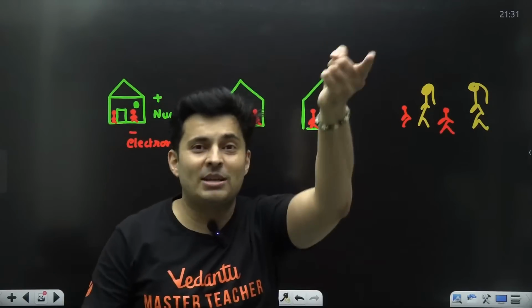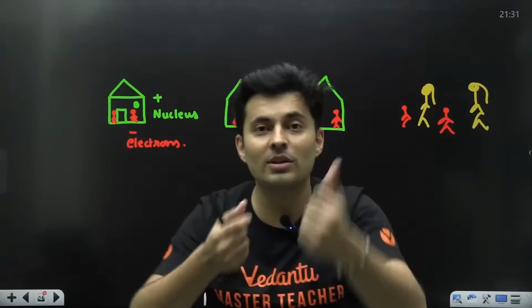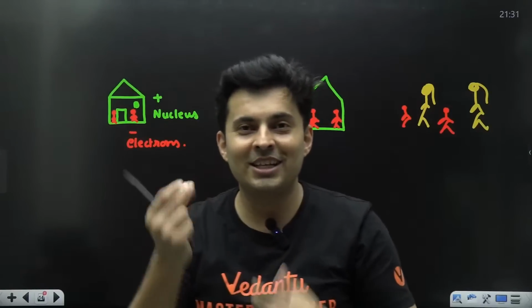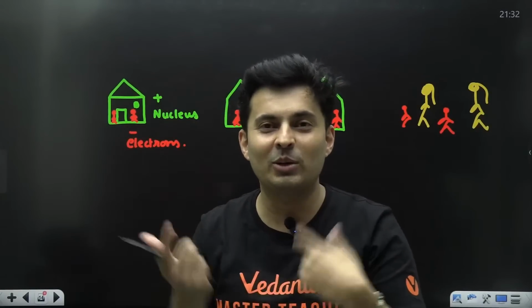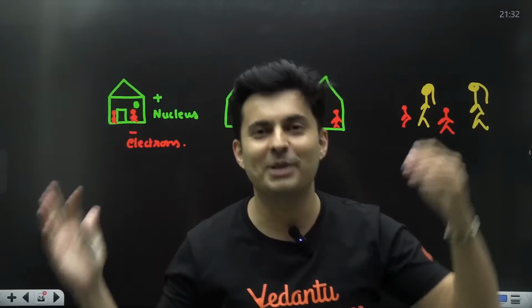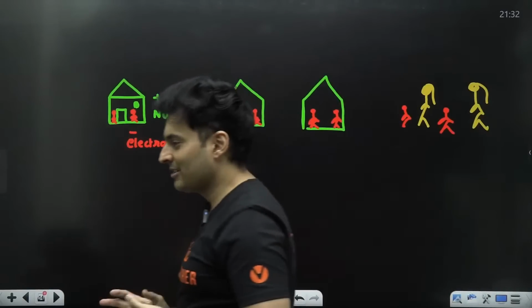Then you need one more Champa. Imagine there is a continuous supply of Champa. What will happen? Kids will keep coming. Got it, my dear warriors?